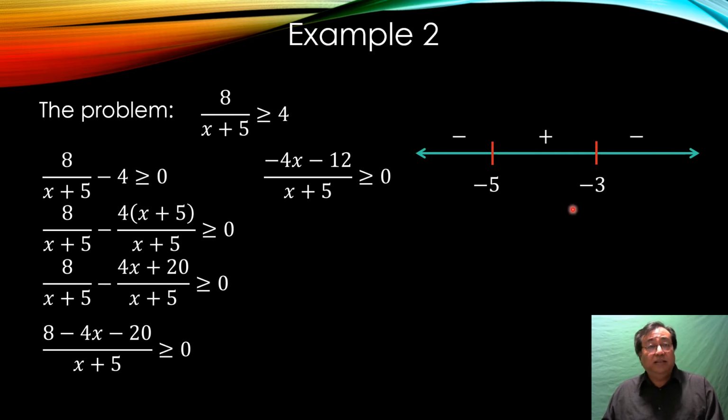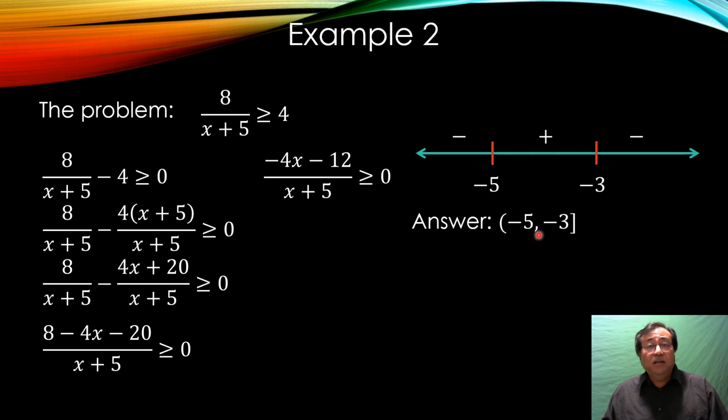Okay, now let's see what the appropriate answer interval is. It says greater than or equal to 0, so we want the positive value. Okay, so the answer is negative 5 to negative 3. Notice there's a different notation on either end. Okay, so let's see why they're different. Well, if I put negative 5 into that expression, it becomes undefined. So I definitely cannot include negative 5 as an answer. But this square bracket on negative 3 suggests that I am including that as part of the answer.